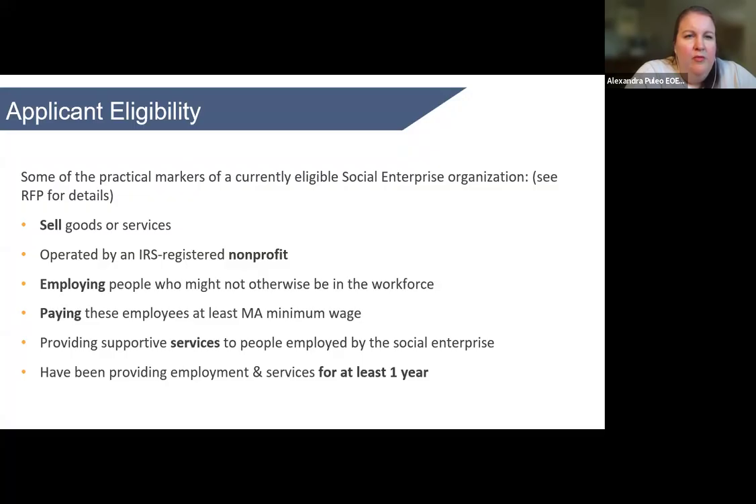Sorry, I'm reading. Organization is a private nonprofit college. We offer co-op and apprenticeship. The employer partners are paying the students. Is this an eligible model? No, this is not an eligible model. The employees have to be employed by the nonprofit organization, the social enterprise itself.